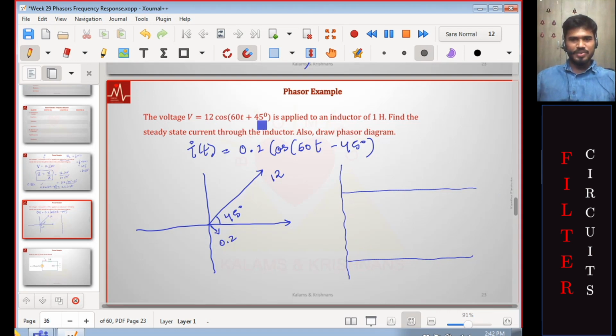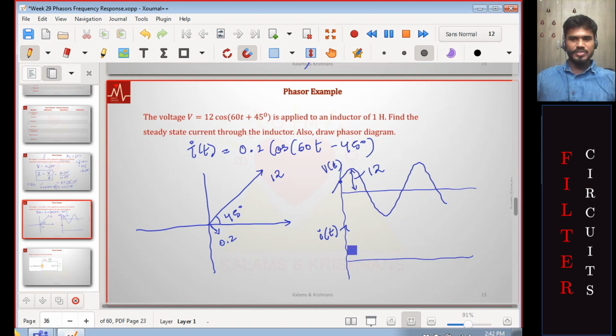We'll repeat this once for clarity. Quickly, what is this curve? It is slightly advanced by 45 degrees. This is the cos curve we are looking at. At t equals 0, it's cos 45 degrees, and this peak is 12. This is v of t. And then the current i of t.